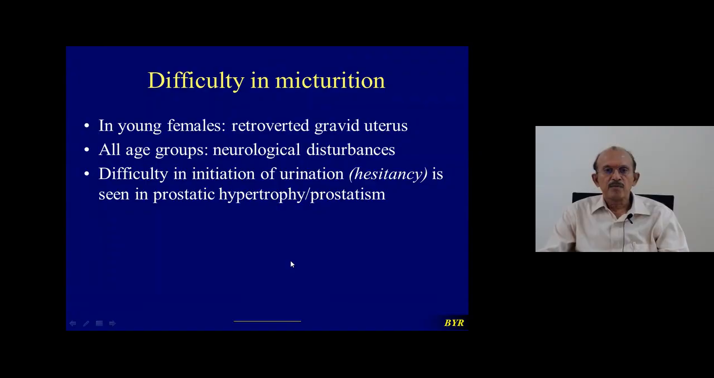That means the patient gets a sense of micturition. He goes to the toilet. When he wants to void, the urine won't come. He has to patiently wait for a couple of minutes. So for 2, 3, or 4 minutes if he waits, then gradually the urine stream starts. So this is called hesitancy. We will discuss about this in detail when we talk about benign prostatic hypertrophy.